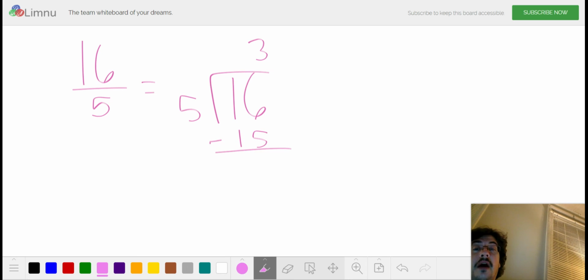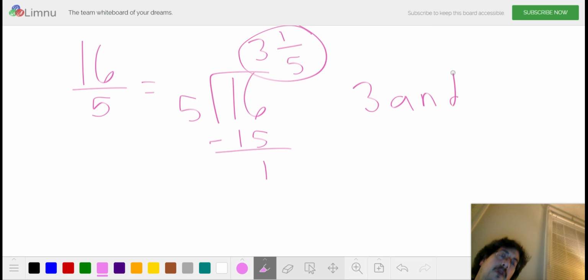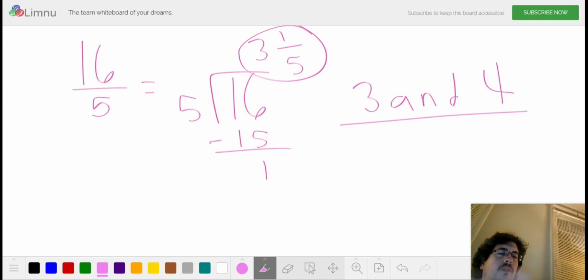And 15 taken from 16 is going to be 1. And then you can write your remainder as your numerator and your divisor 5 as your denominator. And so you see 16/5 is equivalent to the mixed number 3 and 1/5. Well, that tells us that 3 and 1/5 is 1/5 more than 3, but it's not quite 4. So we can tell using division that 16/5 is in between 3 and 4.